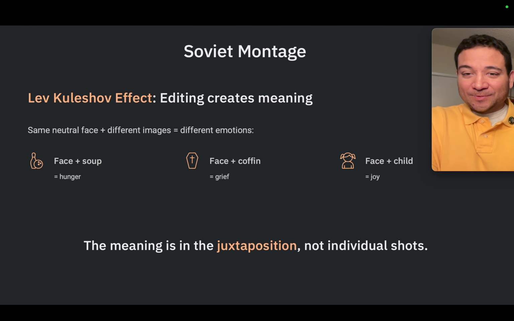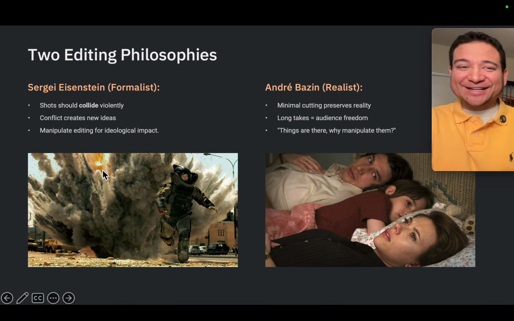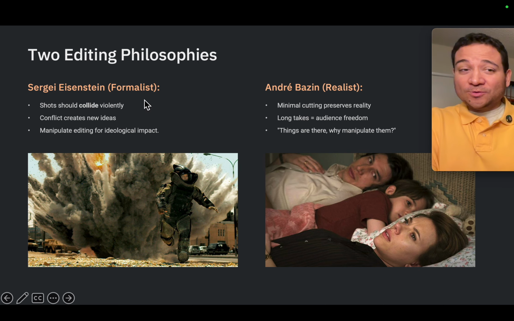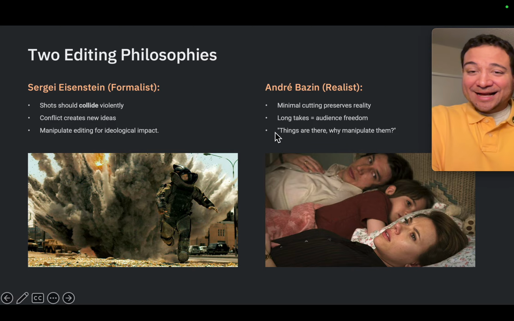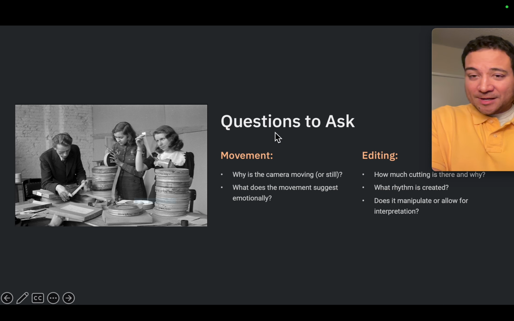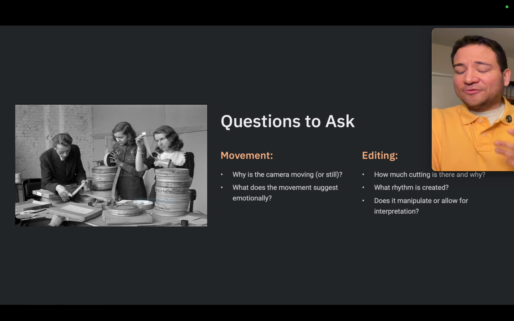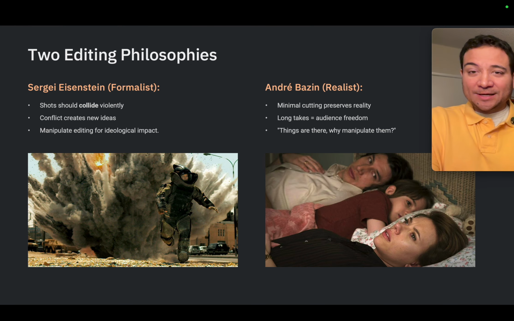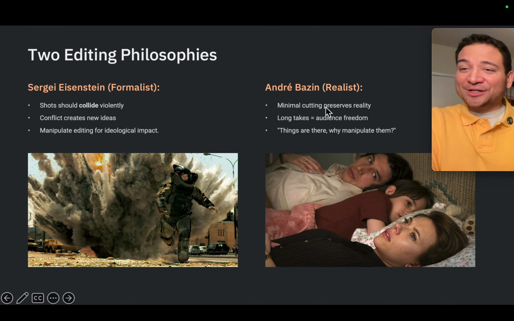Of course, once again, when we're manipulating editing, that is more in tune with formalist editing. But when things are not manipulated, they're allowed for interpretation. That is more realism, right? So formalism and realism in editing is something to remember.